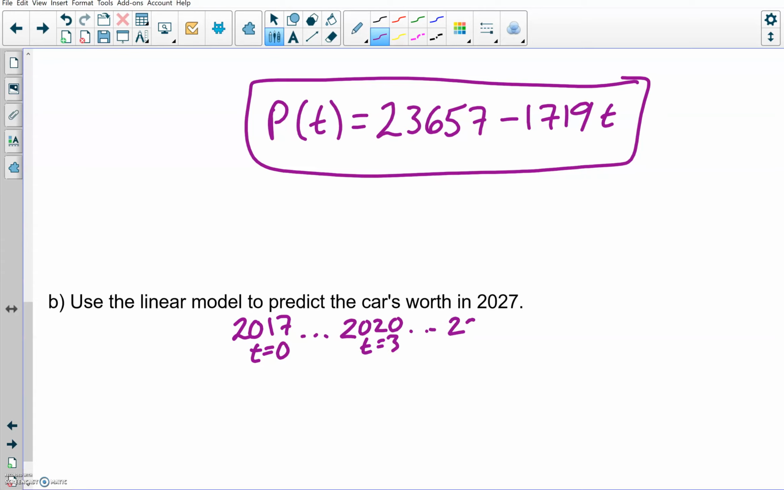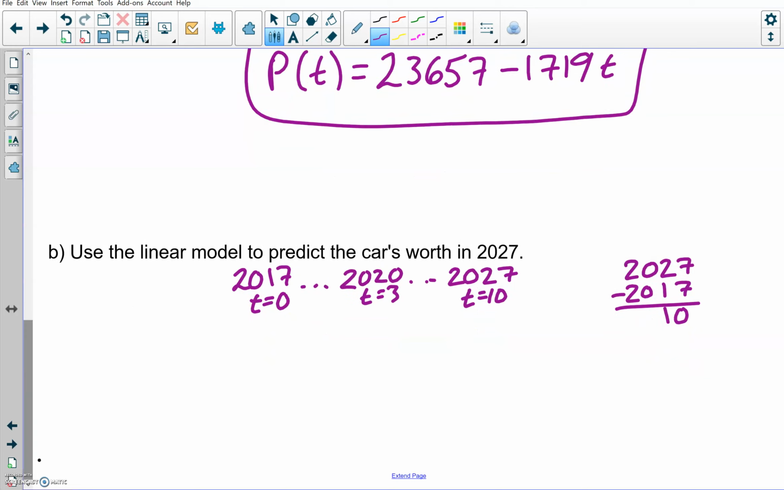So continuing with this idea, in 2027, if you do a subtraction of that year minus the first year, and this is always what you can do to see the years in between, you would find that t is going to be 10 for this problem.